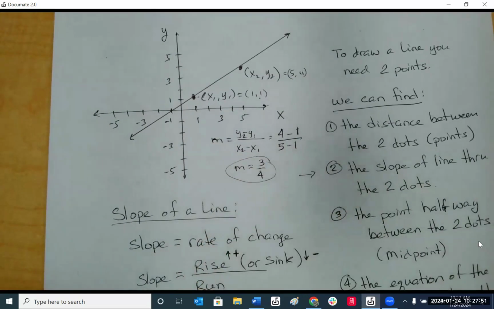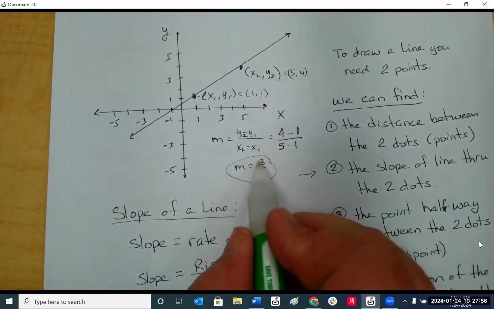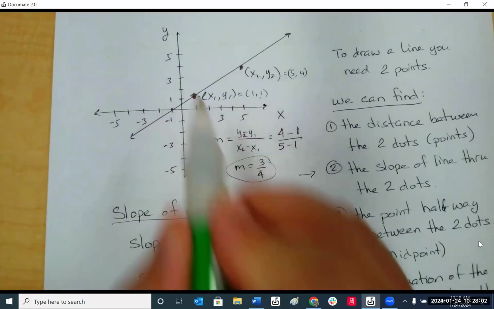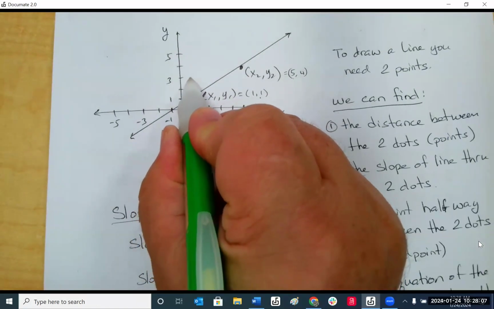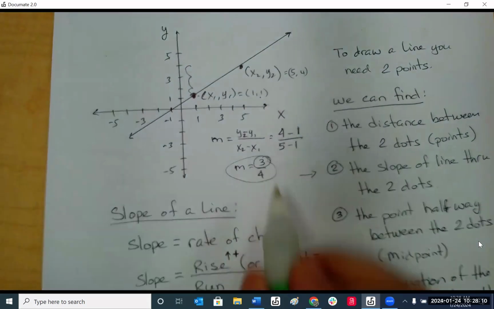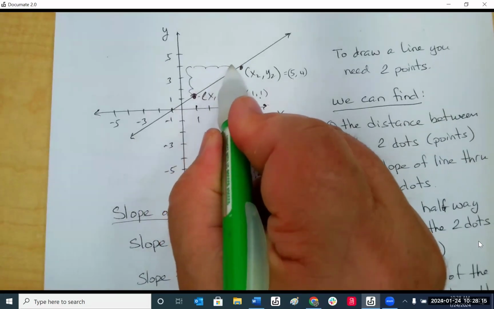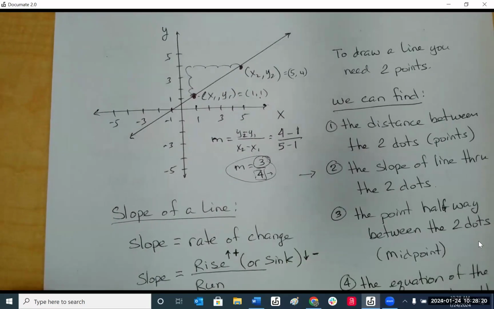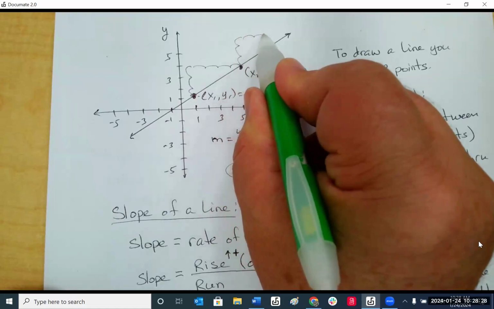This tells me a lot more than 0.75. Slope is a direction. From my first point, what do I do? Since that's positive, I go up 3 spaces. 1, 2, 3. Then I go to the right 4 spaces. 1, 2, 3, 4. The slope is a guide from one point to the next point. So the next point is going to be up 3 over 4.